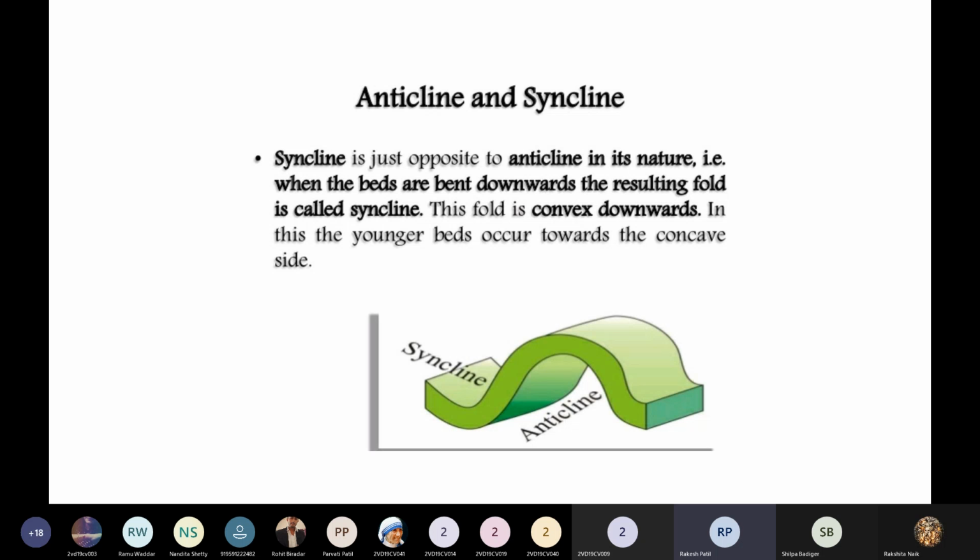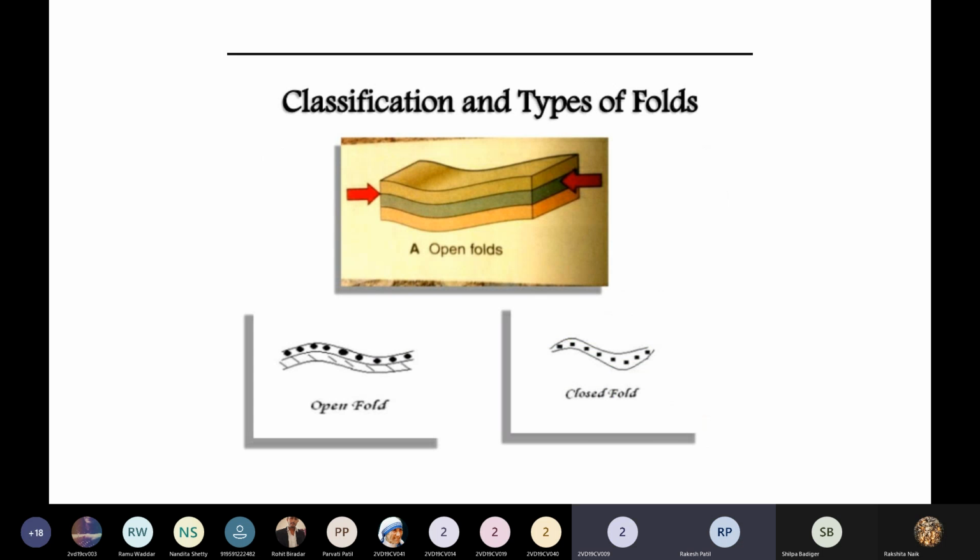Have you done this? Have you observed it? Yes, sir. It depends upon the gravitational force. If the gravitational force is more, then your bending will go upwards. If the gravitational force is low, then the force will go downwards. That is the result of anticline and syncline. Is it clear? Yes, sir. Okay.